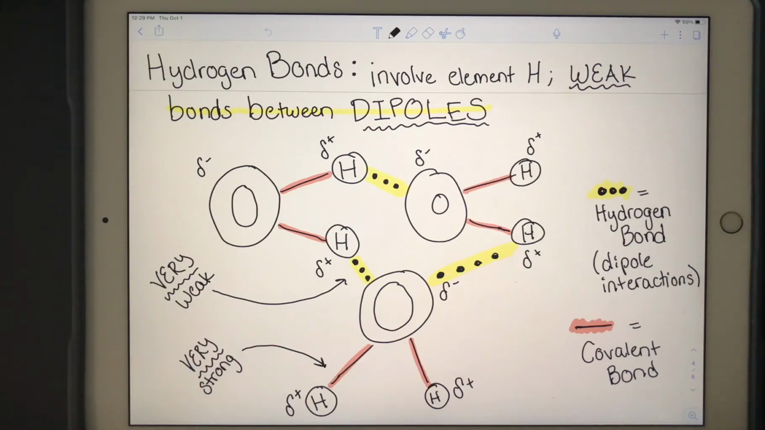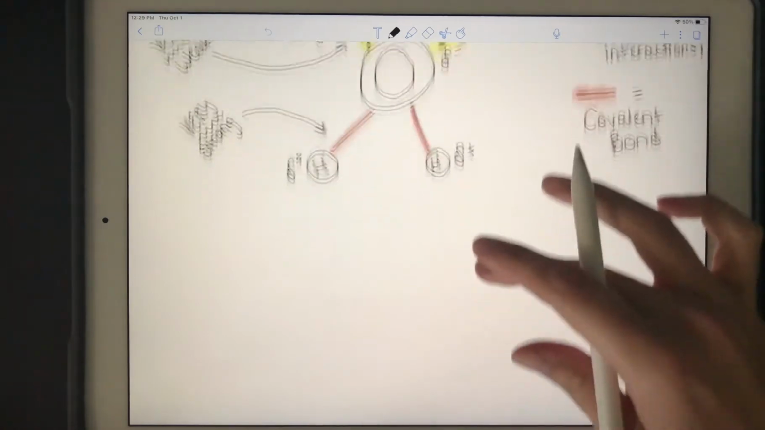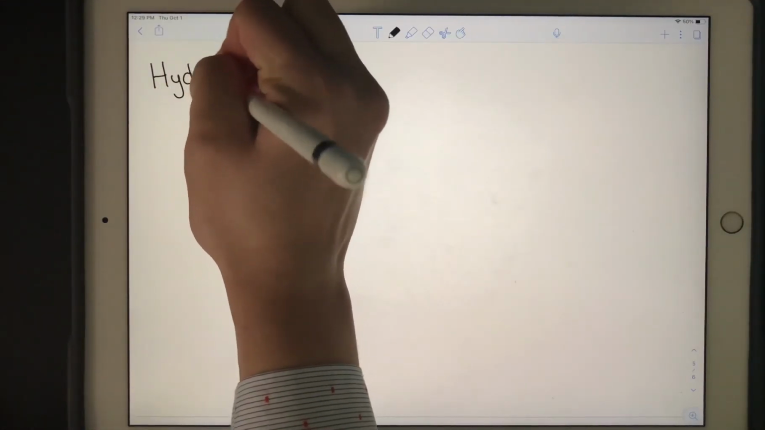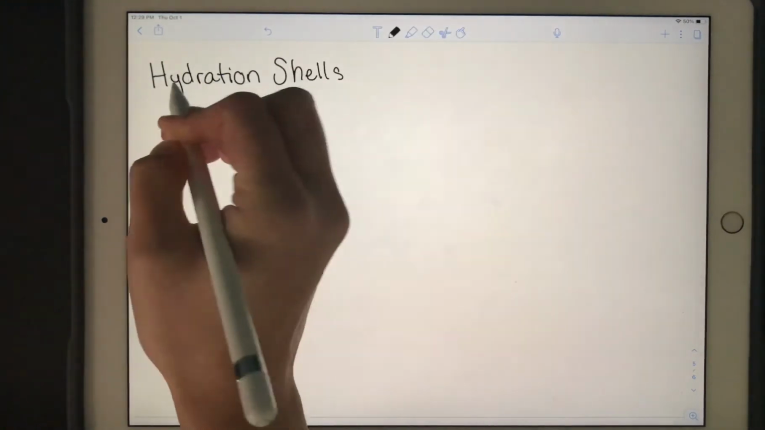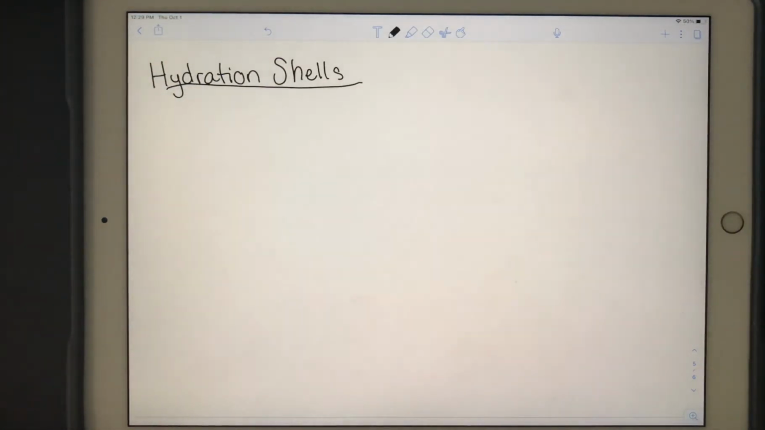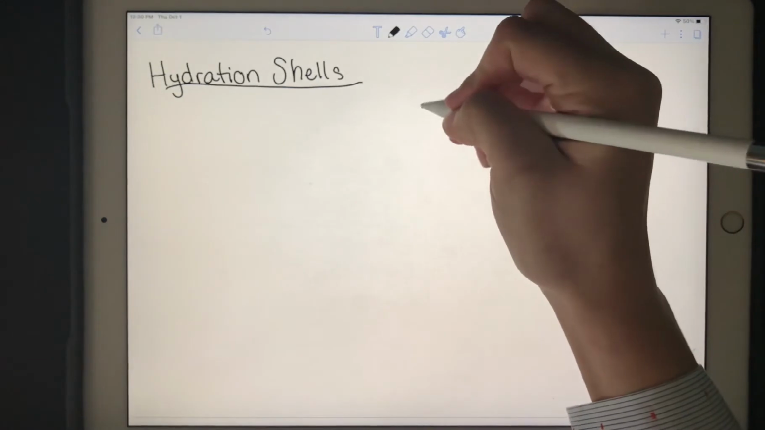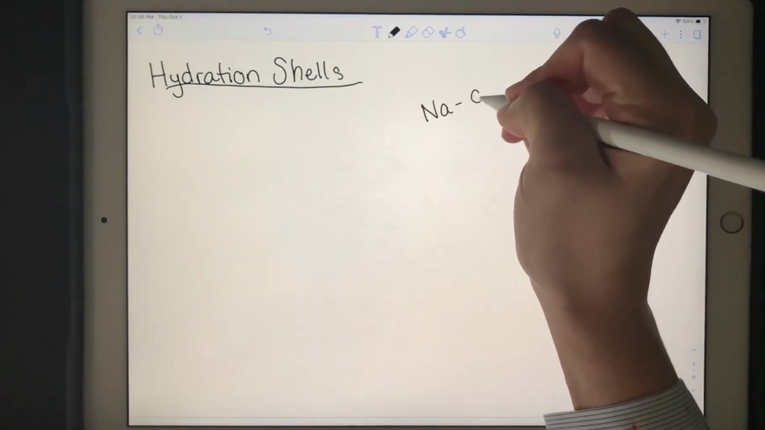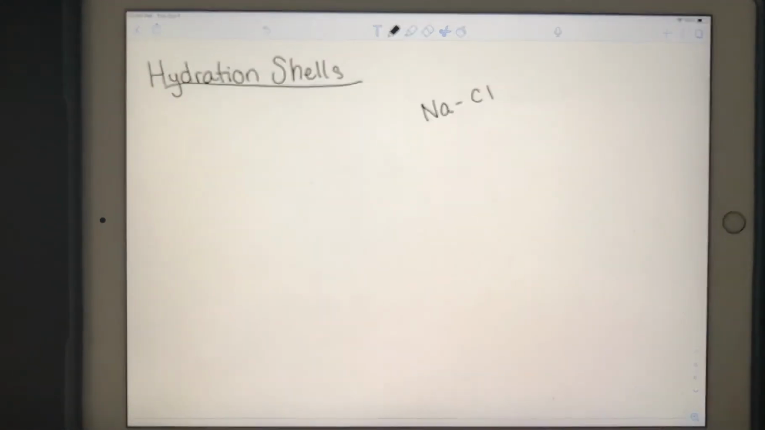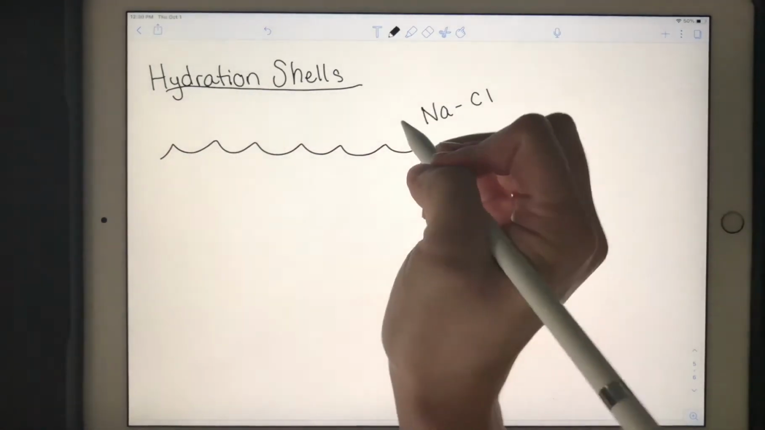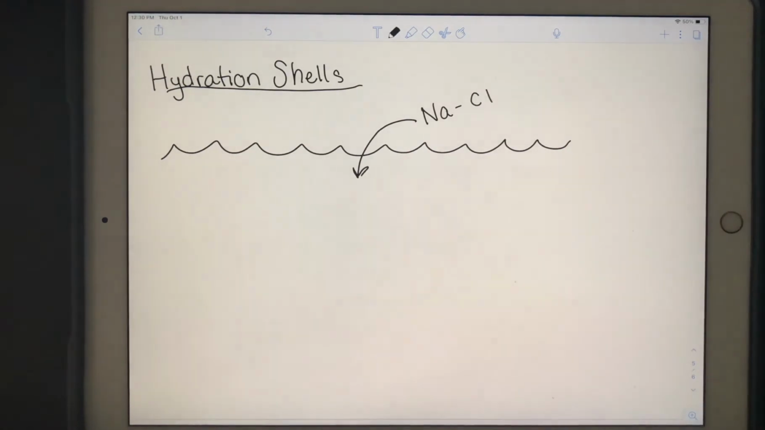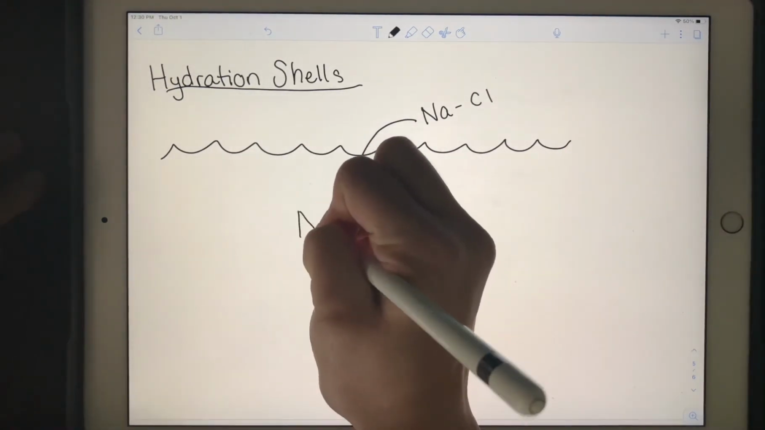There's one more thing we want to add to activity number 2 in our notes. And that is a sketch of hydration shells. To make this sketch, we're going to start with our salt molecule, NaCl. And we're going to say that we're going to put this molecule into water. So we can draw it.